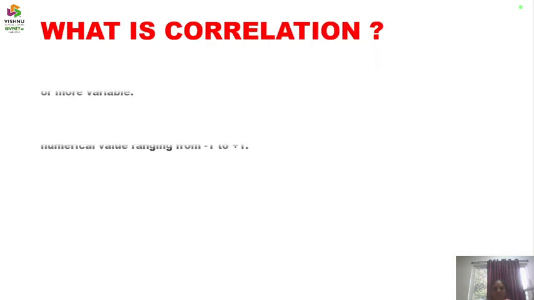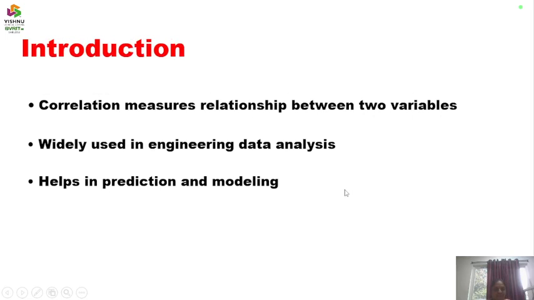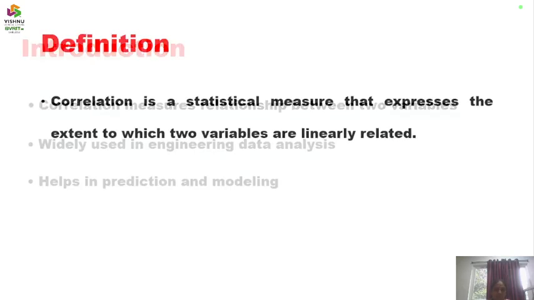Next, we come to the actual part. What is a correlation? As you know very well, the minimum knowledge about correlation, I am going to tell with a small definition. Correlation is a statistical measure that expresses the relation between two or more variables. Correlation is typically represented by the correlation coefficient, which is a numerical value from -1 to 1. Examples are demand and supply, and height and weight also. In the introduction, correlation measures the relationship between two variables and is widely used, especially in data analysis in engineering, and helps in prediction and modeling also.